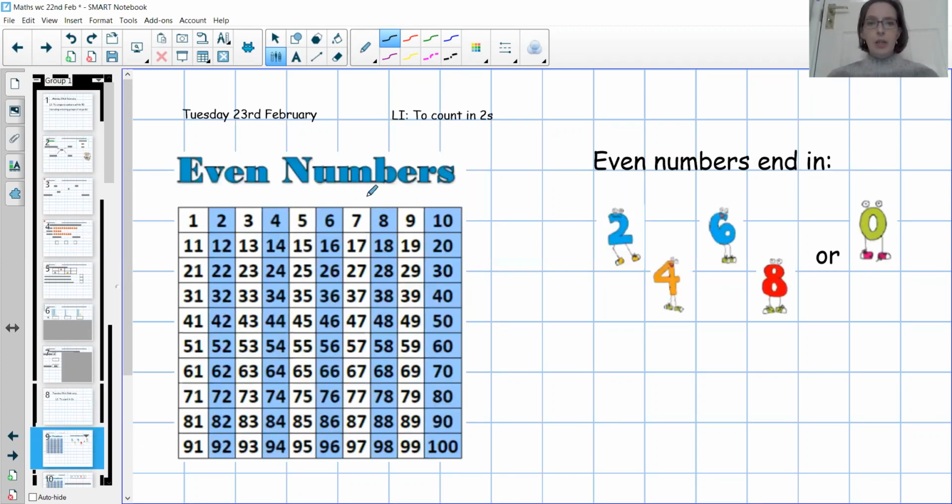So on my slide here, I've got a 100 square. Have a look at it. You can see some of the numbers are white, some of the numbers have a blue background. Pause the video and have a chat about any patterns you can see or anything you can think about the numbers that are blue.